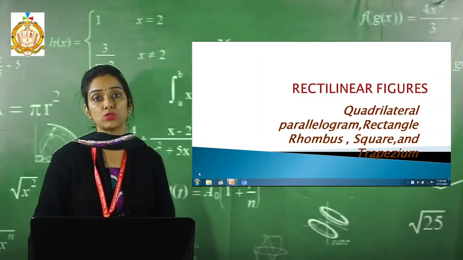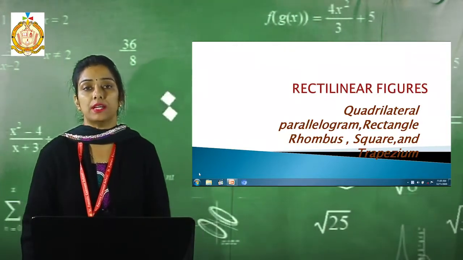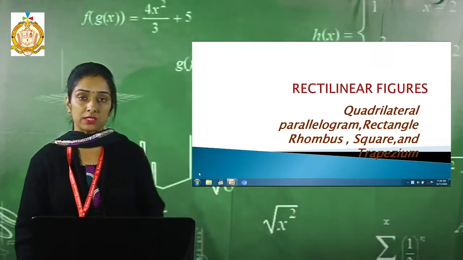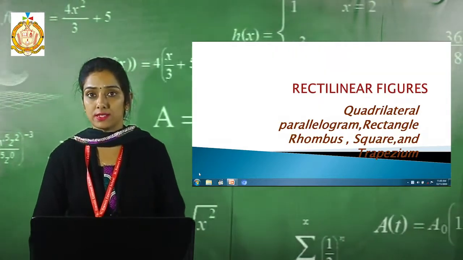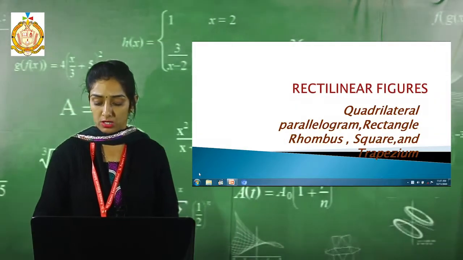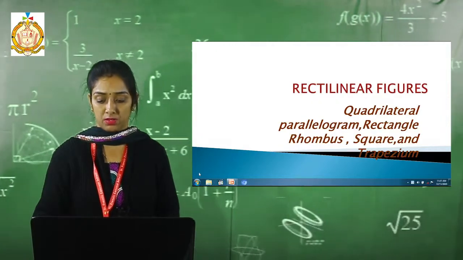Today we are going to start a new chapter, chapter number 14, rectilinear figures. In this chapter we are discussing quadrilaterals, that is a parallelogram, rectangle, rhombus, square and trapezium.